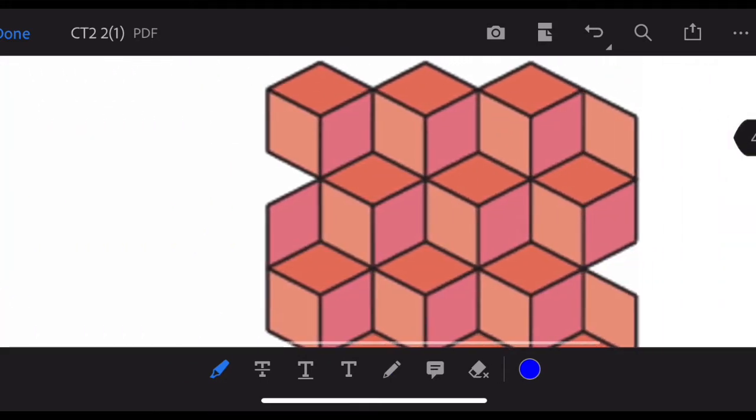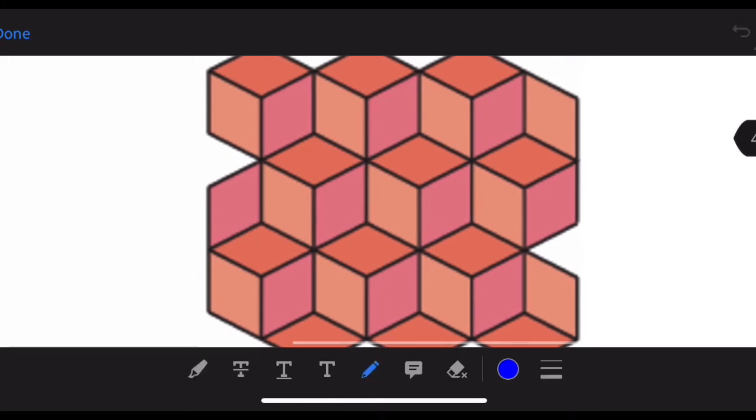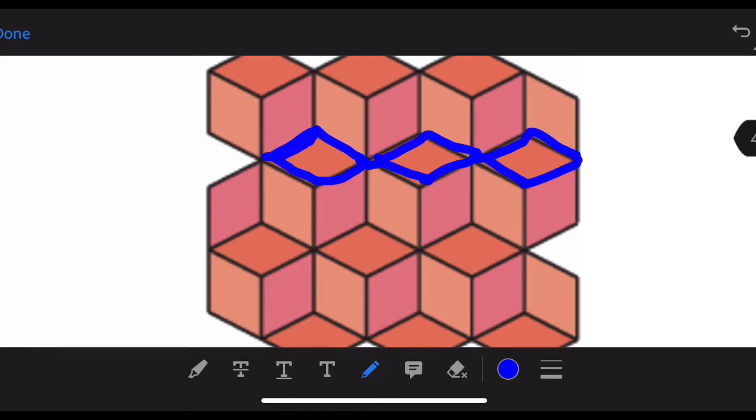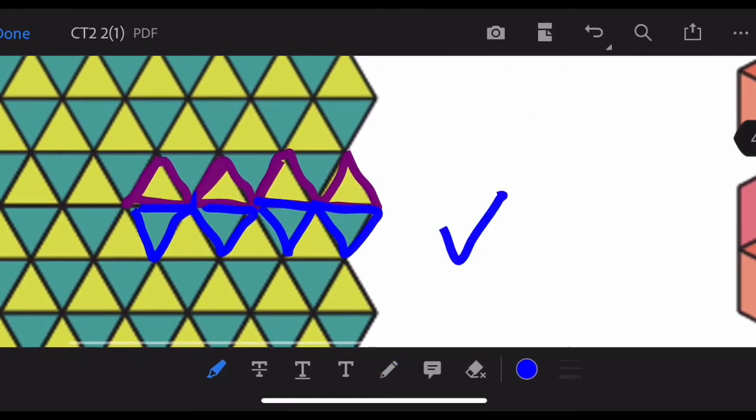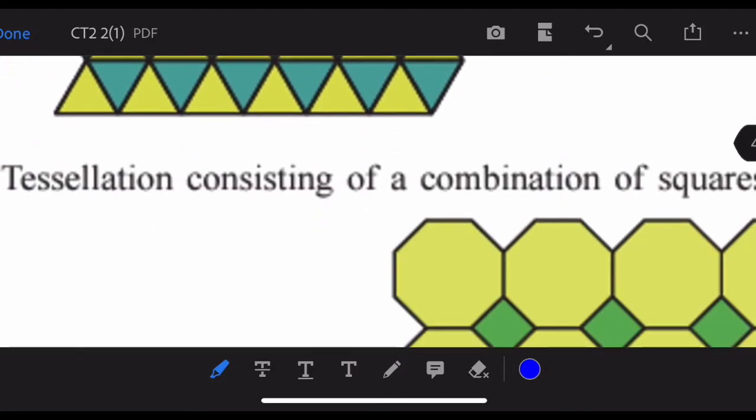So this is also another example of tessellation. As you can see, this one is repeating and there are no empty spaces between the shapes and no overlapping, isn't it? So this is another example of tessellation, right? This is tessellation, this is tessellation. Then how about this one?